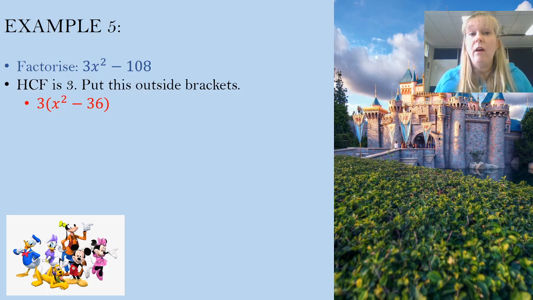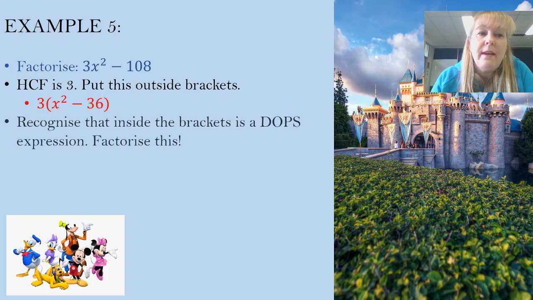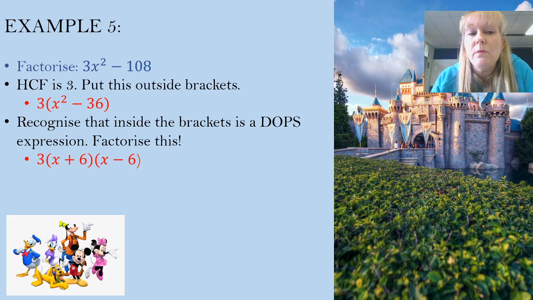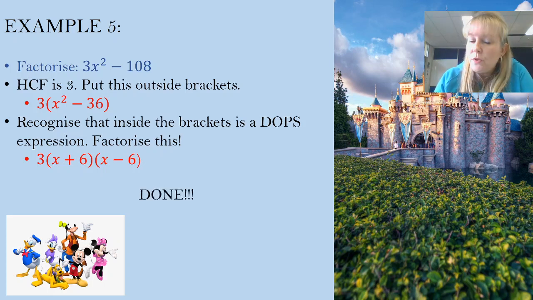They'll just think, okay, I factorised it, I'm done. However, there is another step that you can follow, because look inside the brackets. We've now got a DOPS situation. So I'm going to follow the same process there. I'm going to factorise that. I take the square root of x squared, which is x, and the square root of 36, which is 6, and I separate those into 2 sets of brackets. And now I'm done. And of course, I should always check my work before I move on.